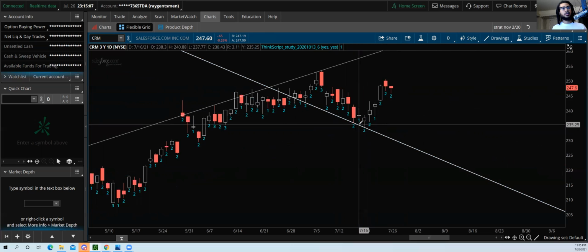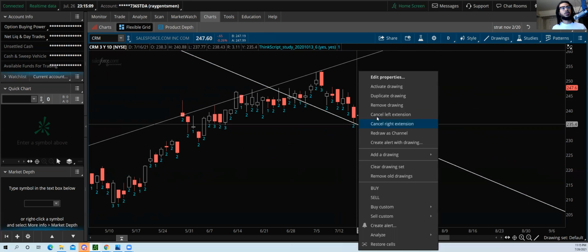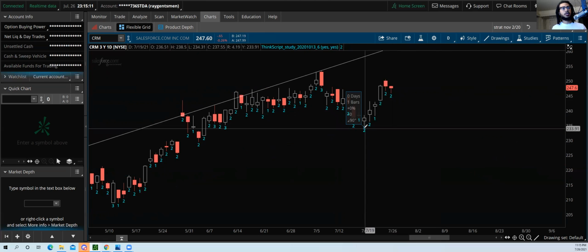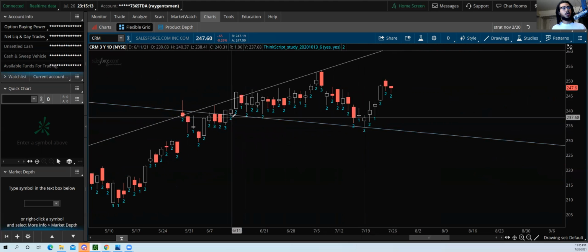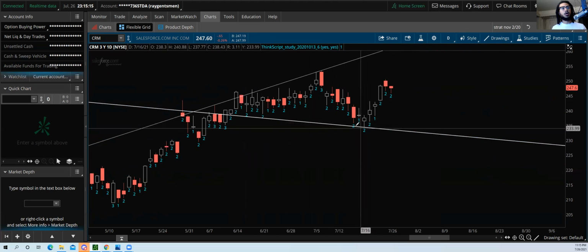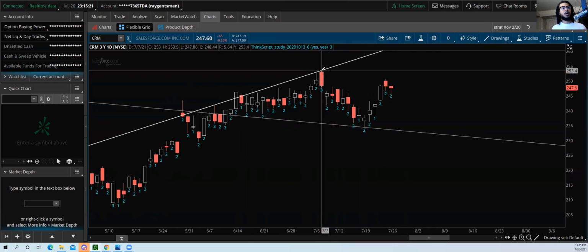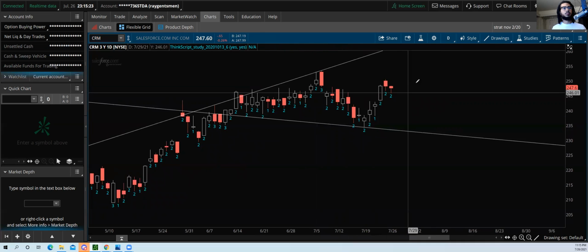You could draw it back like this. Some people draw that sharp, you know what I'm saying? A lot of times I like to just find a lower high, boom. I mean, a higher low. So lower low to higher low, higher high to lower high, boom.